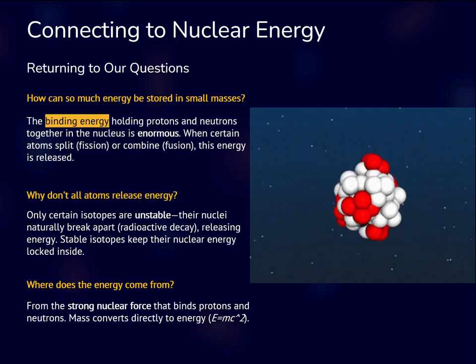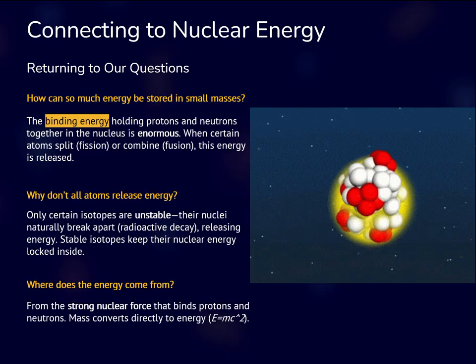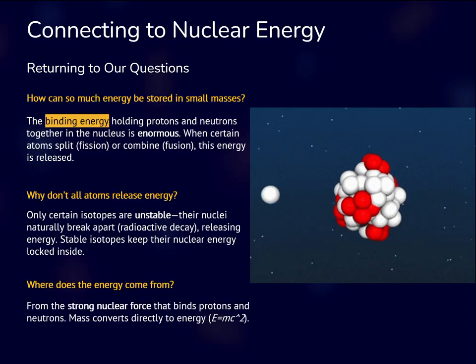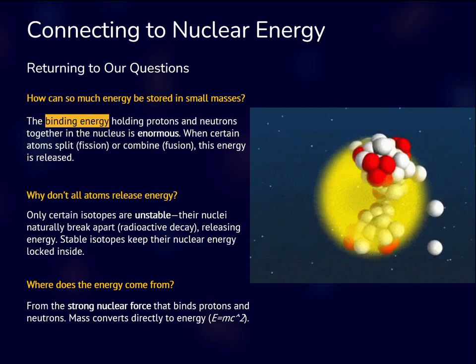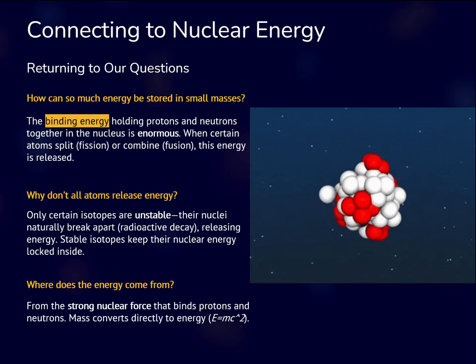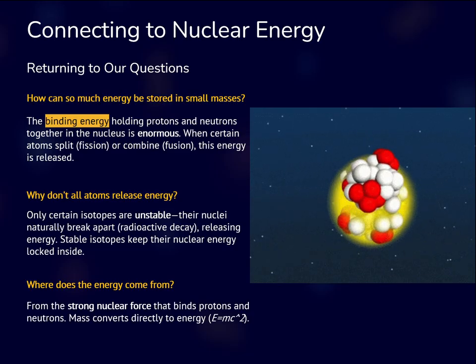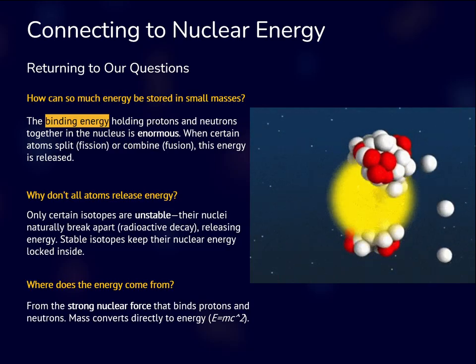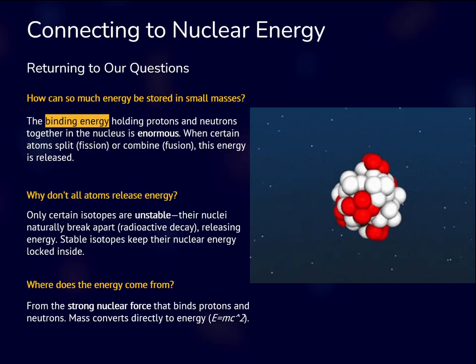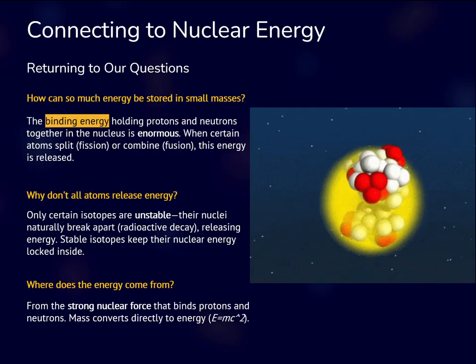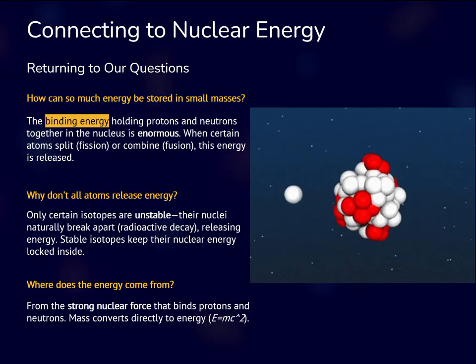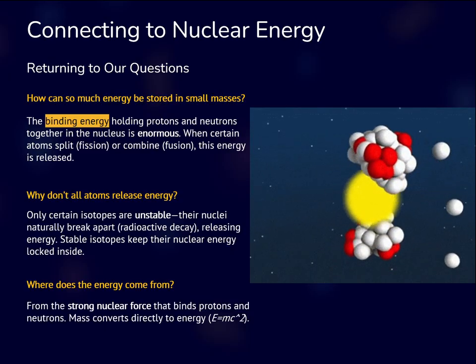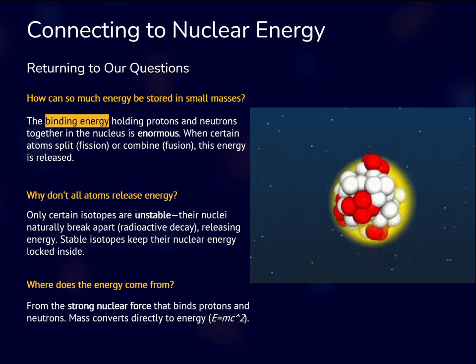So let's return to the big question that started this lesson. How can something as small as an atom power a ship through solid ice? The answer lies in the binding energy inside the nucleus, the tremendous force that holds protons and neutrons together. This energy is released when certain atoms undergo nuclear reactions, either by splitting apart, which we call fission, or combining together, which we call fusion. In nuclear fission, a heavy atom, such as uranium, breaks into smaller atoms, releasing both particles and heat. That heat boils water, produces steam, and spins turbines, exactly how the Lenin was powered.